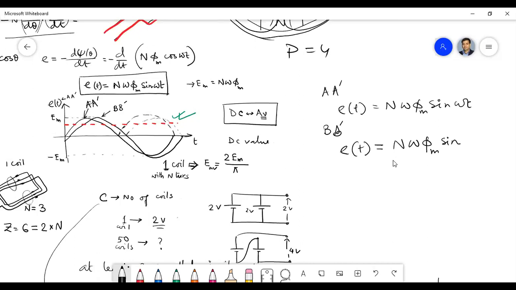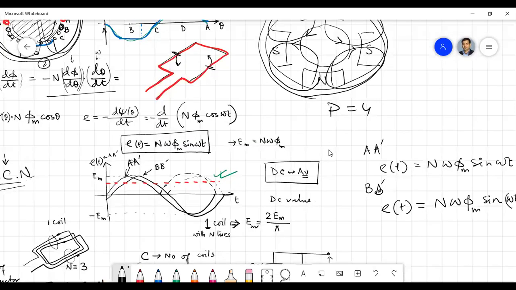What will be the difference? The difference will be in the phase angle, the phase difference. Now, how will this phase angle be determined? Actually, the phase angle will be determined by their position angle.